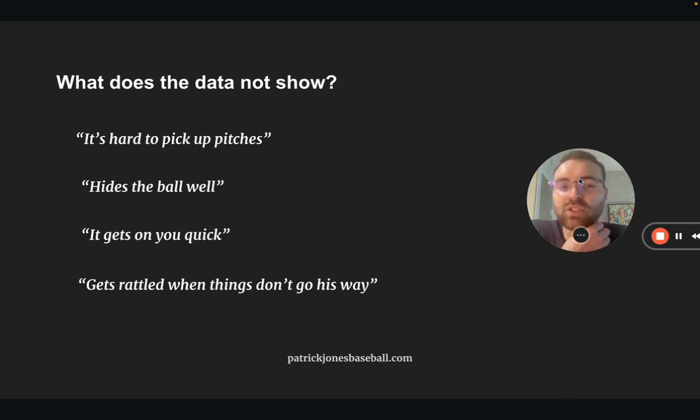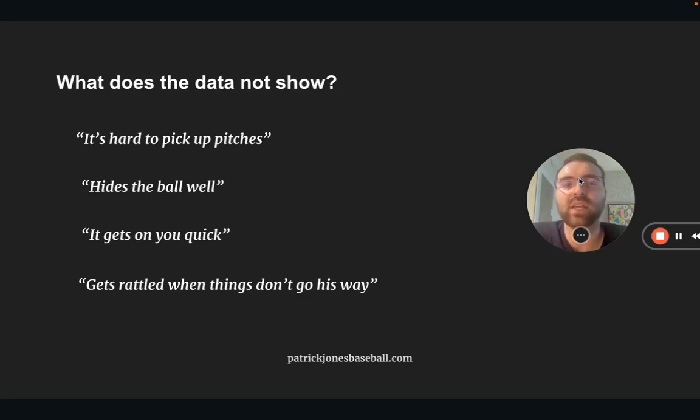What the data doesn't show. So what I like to do too, because we can learn a lot from the data, but there's also things that the data doesn't show. And we've all seen pitchers where you think, man, they don't have a great fastball, the radar gun doesn't say it's hard, but our hitters are just getting everything blown by them. And so this is what I just call what the data doesn't show. So it may be it's hard to pick up pitches. We've all seen different pitchers like this. Maybe he hides the ball well.